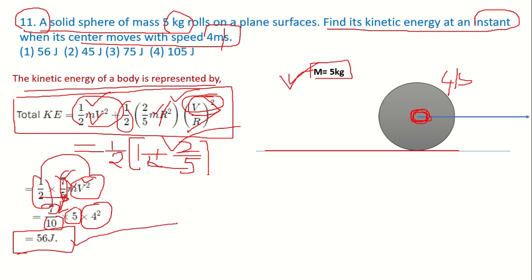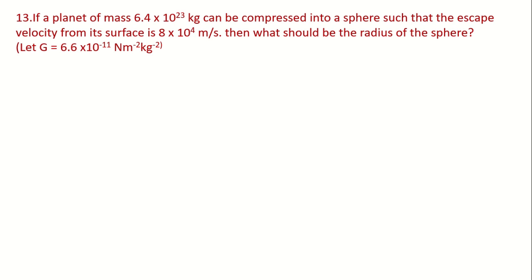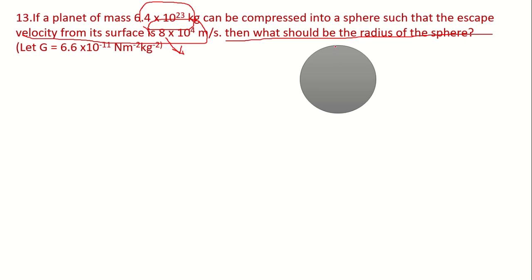Now let us move on to the next problem. In this problem it is said that a planet of mass 6.4 into 10 power 23 kgs can be compressed into a sphere. It means that there is a planet and it is compressed and assumed as a sphere like this, such that the escape velocity from its surface is given, that is 8 into 10 power 4 meters per second. Then what should be the radius of the sphere? You have to find the radius of this sphere. This is the diameter and half of this will be the radius.